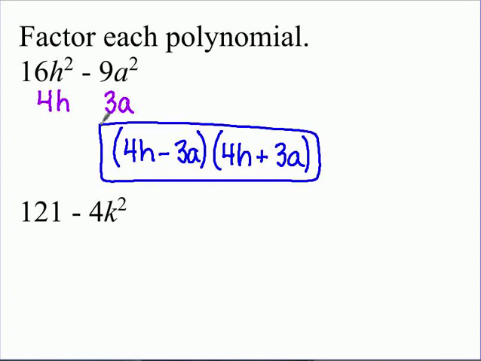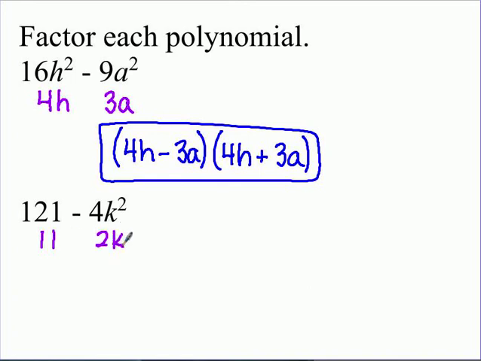Now we're going to have a ton of examples today. Let's look at this next one. Wait, that's it? That's it. That makes me feel so much better. Now I have 121 and 4. Is there something in common with 121 and 4? No, I can't take anything out. But what do I know about 121? It's 11 squared. What about 4k squared?